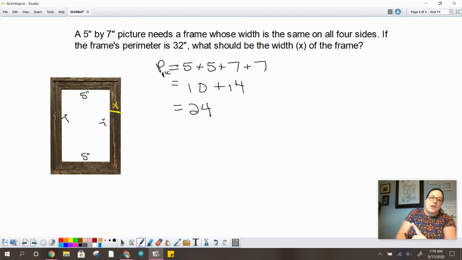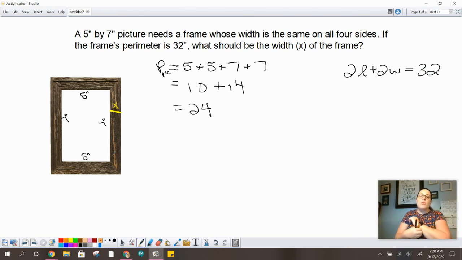So I know that the inside here is 24 inches, and the outside here is 32 inches. So what I need to do is figure out how thick this piece is, okay? There's a trick here, and I am going to show you that trick just so you are aware of how to solve this. To figure out the whole width of this piece, it's 2 times your length plus 2 times your width, which is supposed to be 32 for this one. However, we don't know what those numbers are.